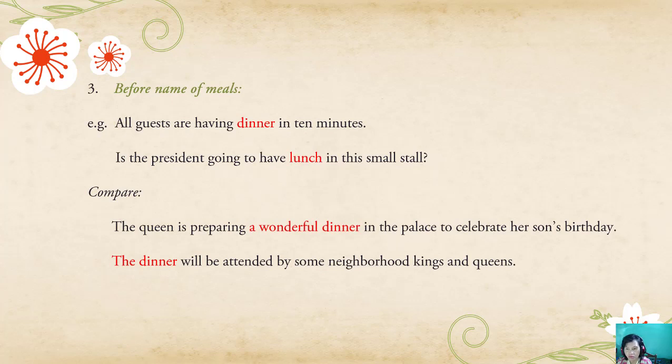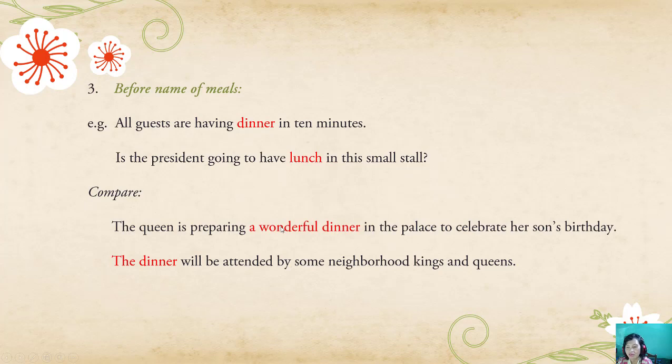Is the president going to have lunch in this small stall? So it refers to the name of the meals: dinner, lunch, breakfast, brunch. But compare this. The queen is preparing a wonderful dinner in the palace to celebrate her son's birthday. So we use "a wonderful". It is the same as what I have shown you before. So it is particular because we have it in a different meaning. It is not the name of the meal. It is to show eating like this, but you can see here the meaning is a wonderful dinner.